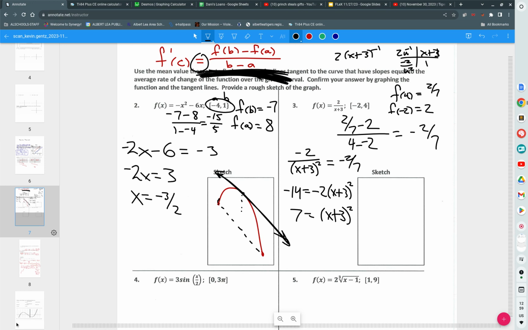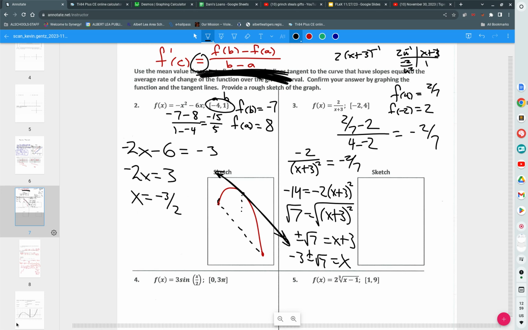Now what? Square root. If I square root a squared, I have to list both a plus and a minus, correct? So plus or minus the root of 7 is equal to x plus 3. And finally, negative 3 plus or minus the root of 7 is equal to x. Notice how we have two solutions in this situation. We need to check to see if they both fall in the interval.